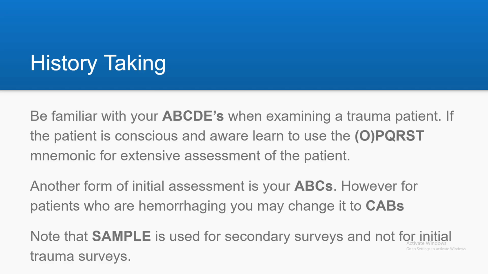Initially, we're going to start talking about history taking. It is important that you familiarize yourself with the ABCDEs when examining a trauma patient. If the patient is conscious and aware, learn to use the PQRST or OPQRST mnemonic for extensive assessment of the patient. Another form of initial assessment is your ABCs. However, for patients who are hemorrhaging or severely bleeding, you may change it to CABs. Note that SAMPLE, so symptoms, allergies, medications, past medical history, last intake, and events, is only used for secondary surveys and is not for initial trauma surveys.